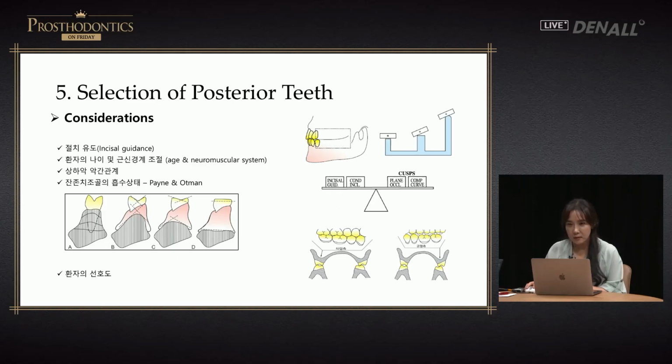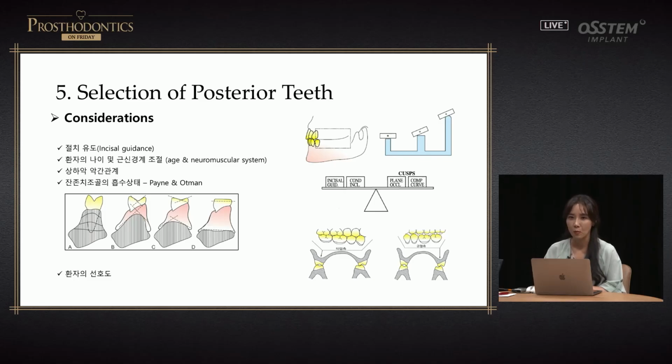Now we are choosing artificial teeth and arranging them for the posterior region. Inside the guidance, which was explained, patient age and neuromuscular system is very important. I will go over that in the next page. Complete denture is based on centric relation, and we will go over the importance of that.